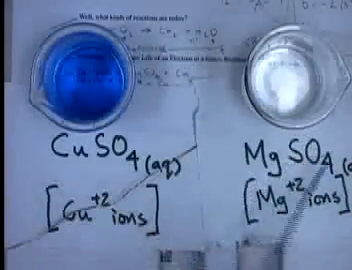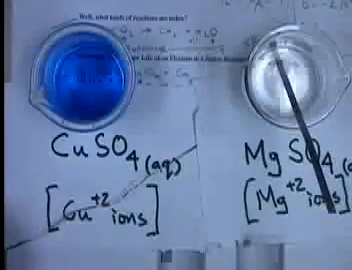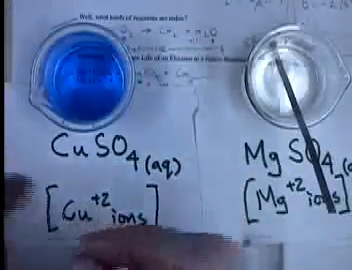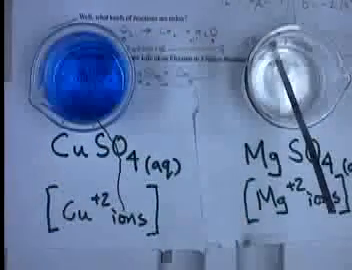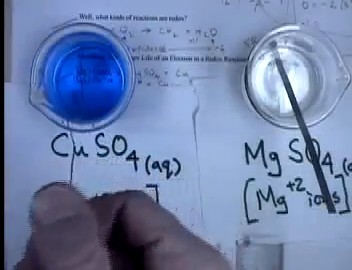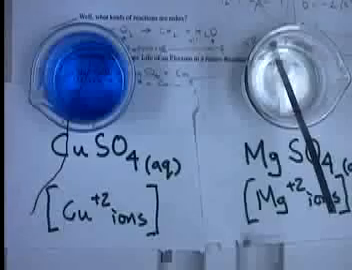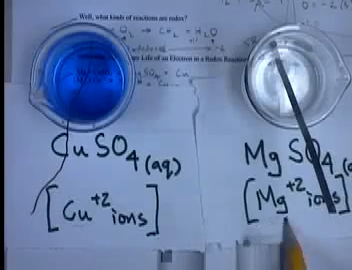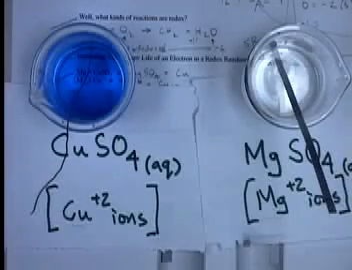If I take the magnesium and put it into the magnesium sulfate, we'd assume nothing would happen, and that's exactly what happens: absolutely nothing. If I take the copper and put it into the copper sulfate, nothing happens there as well. Copper's not going to react with the copper ions that are in solution. Magnesium's not going to react with the magnesium ions in solution.